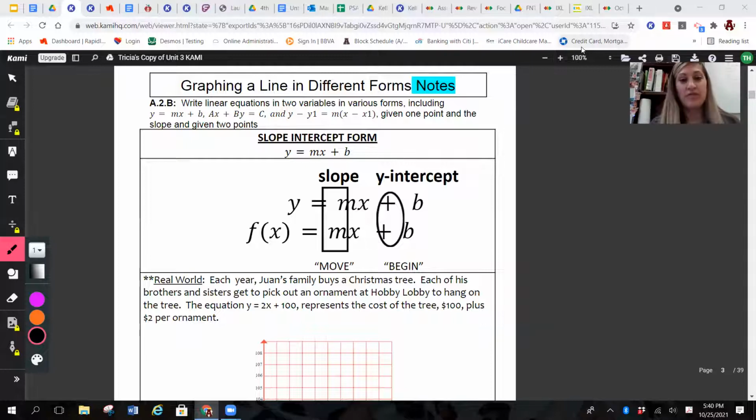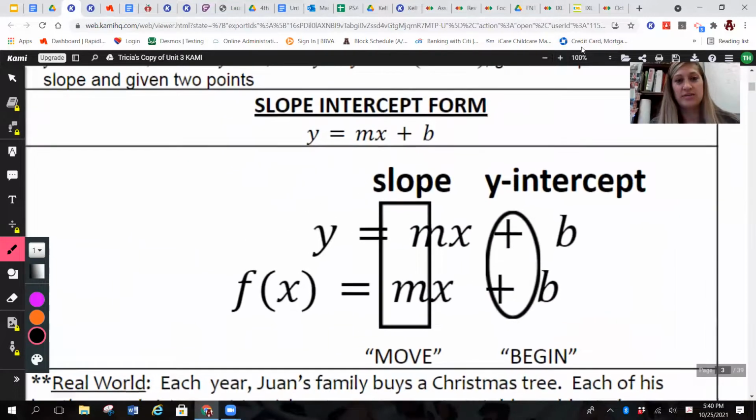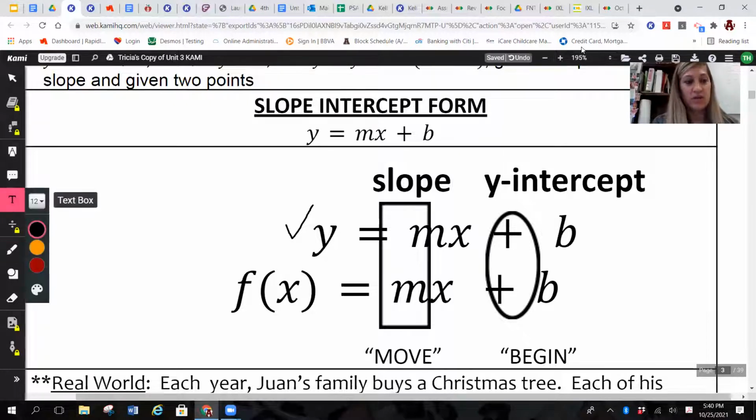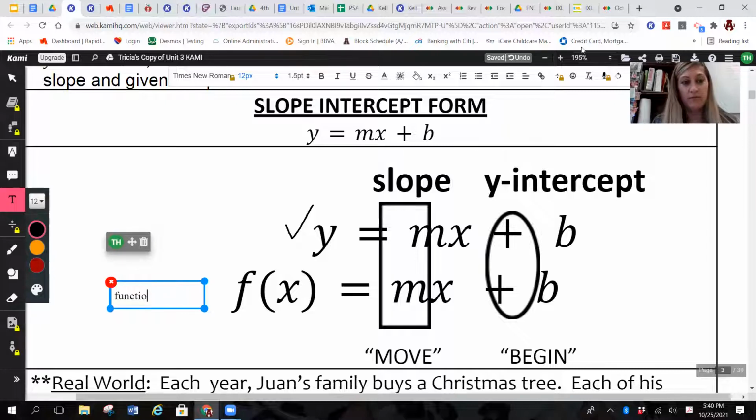Pay attention. The first thing I have to explain to you guys is slope-intercept form. y equals mx plus b, one of the most popular forms we're going to talk about in Algebra 1. Notice I have the slope-intercept form here, and this is the function notation. So write that down, function notation. They both finish the same way, equals mx plus b, but one uses y and one uses function notation.